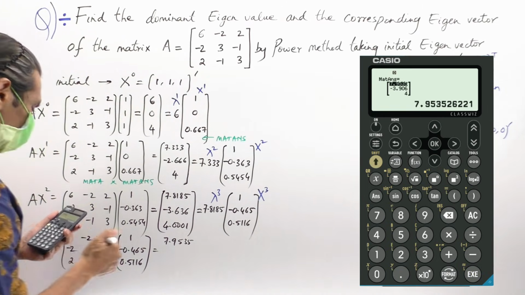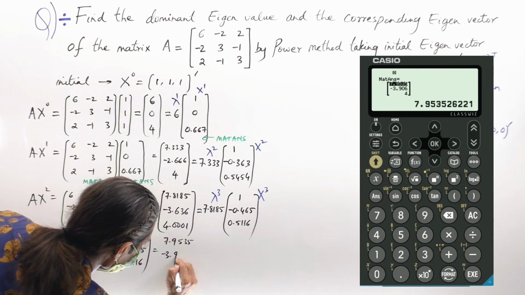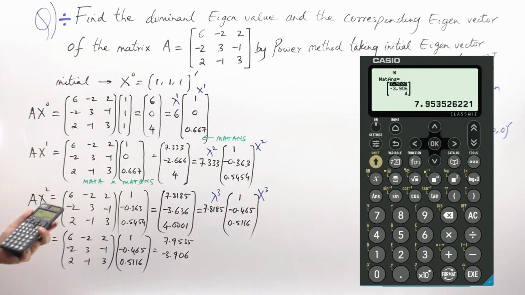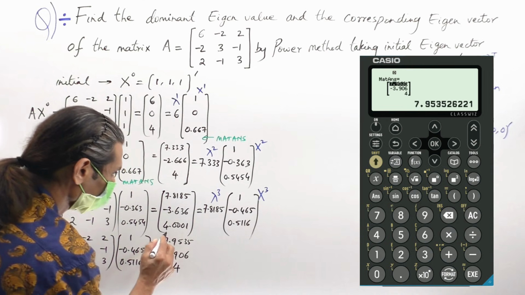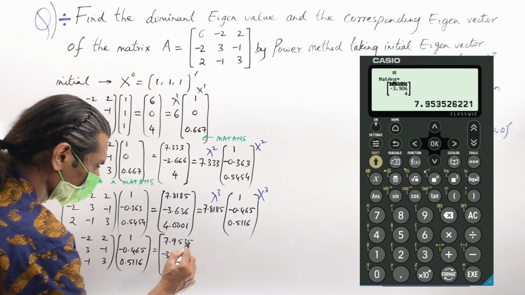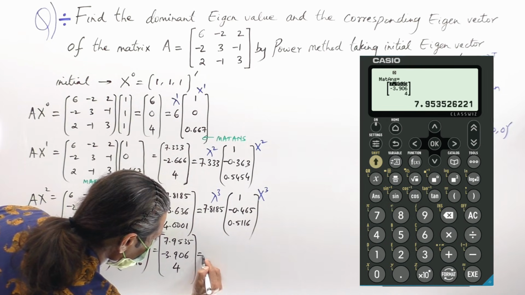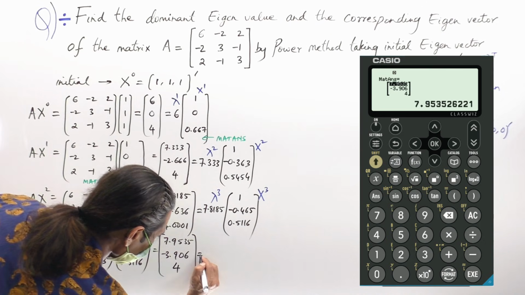7.9535, minus 3.906 and lastly 4. Okay. So this will be again, what is the highest numeric value here?